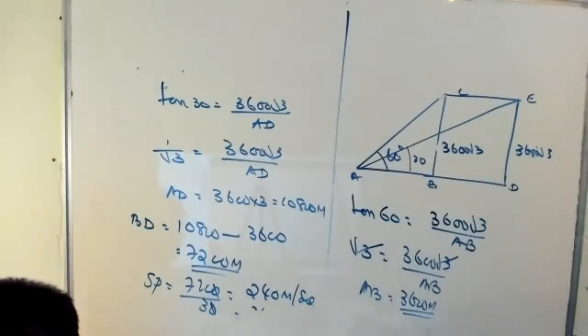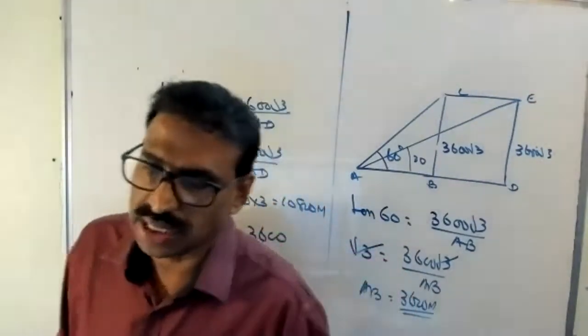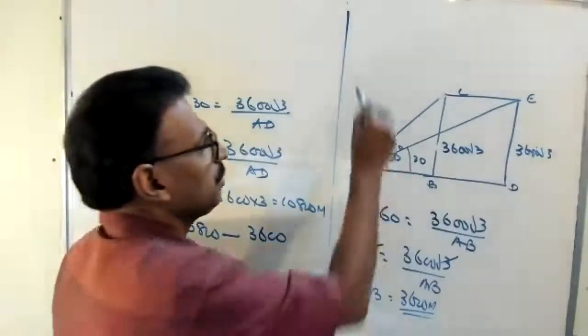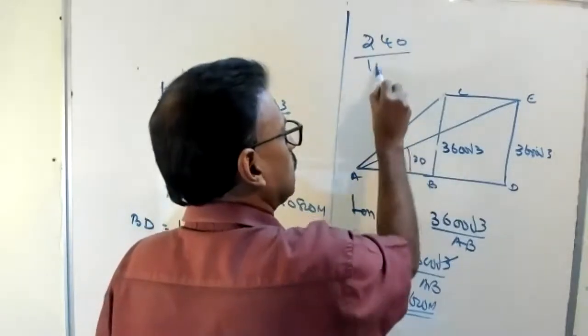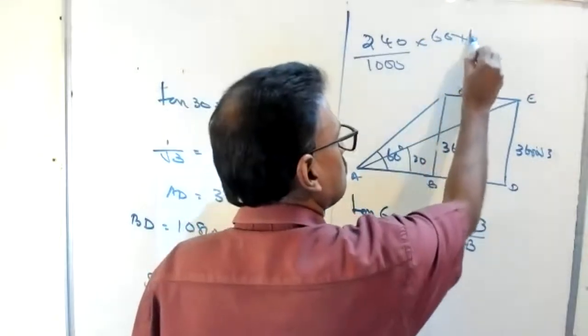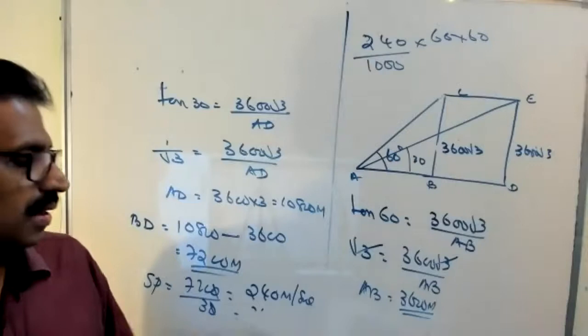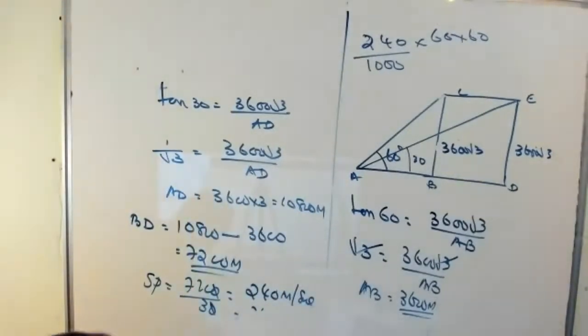Listen, for a flight, usually we use kilometer per hour only. Correct or not? So that's why converting 240 divided by 1000 into 60 into 60. That's why they have it by heart. You can do the by-heart conversion, 5 by 18. That's all.